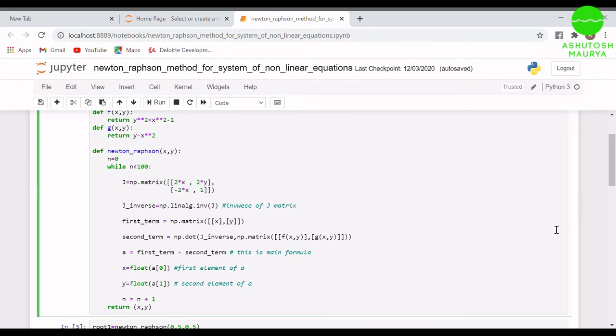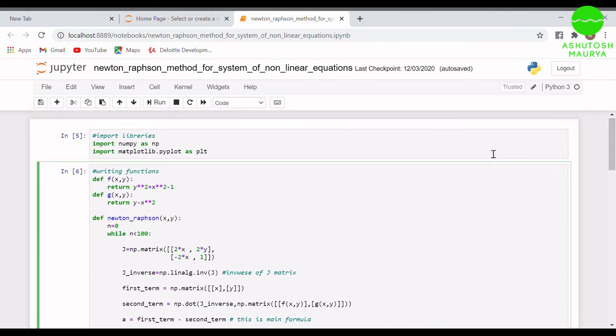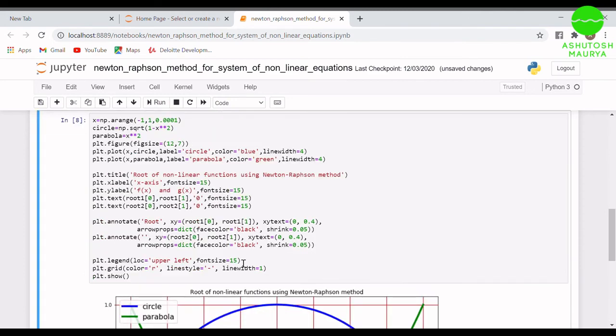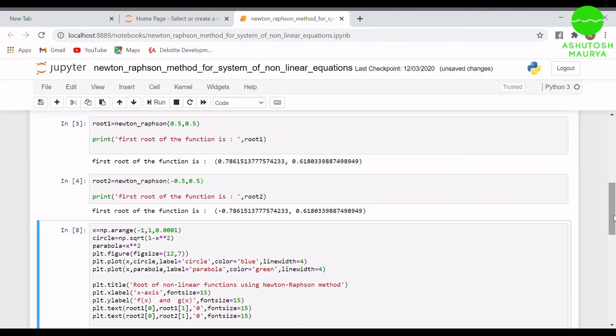So let's run our code, and now we can find out our roots. We have two roots. Root 1 equals Newton-Raphson with 0.5, 0.5, where x is 0.5 and y is 0.5. Let's run this code and see. The first root is this, and the second root is this. This is our second root.